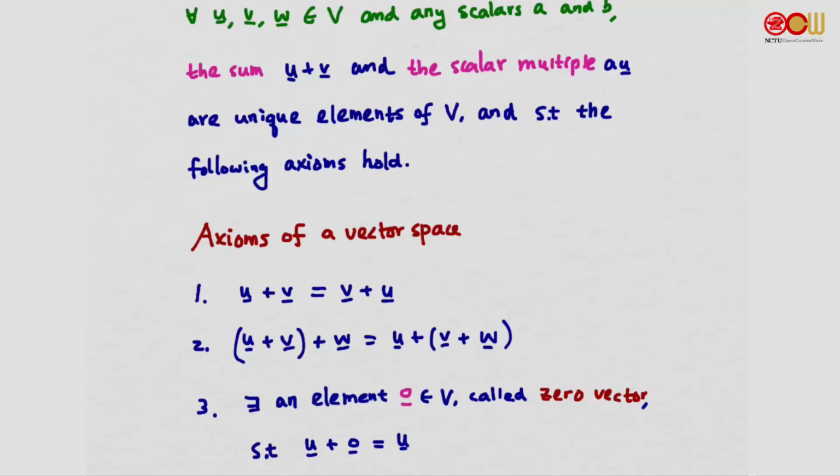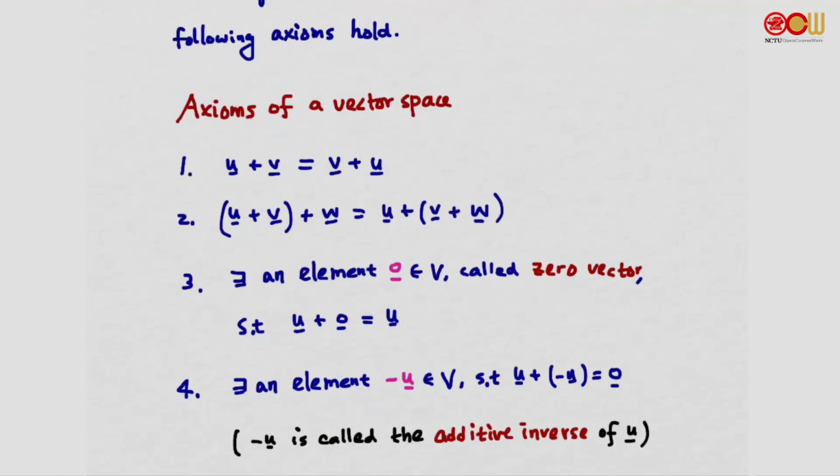And there exists an element, we use the notation 0, and we call it the 0 vector, such that u plus the 0 vector is u. For any u, there exists an element, called the additive inverse of u, and we use the notation of u with a minus sign in front. This is called the additive inverse of u, and such that the sum of u and its additive inverse is the 0 vector, and this is this 0 vector.